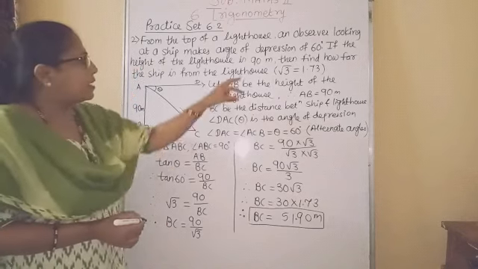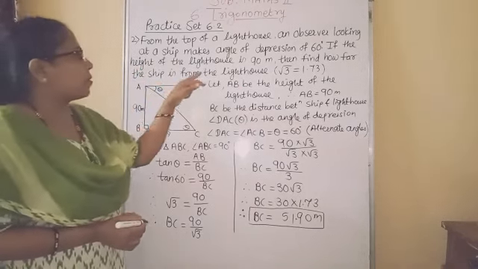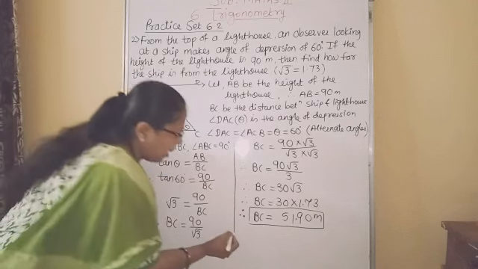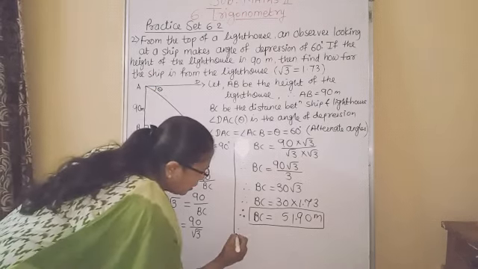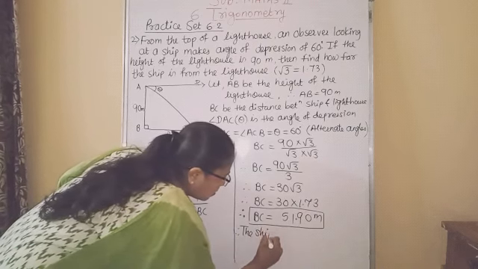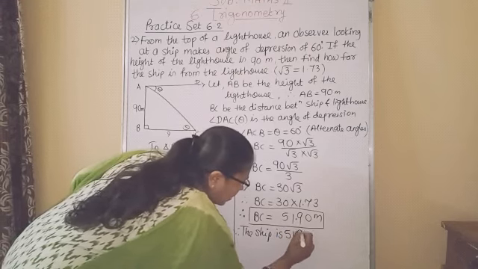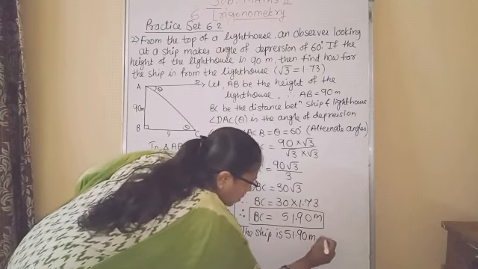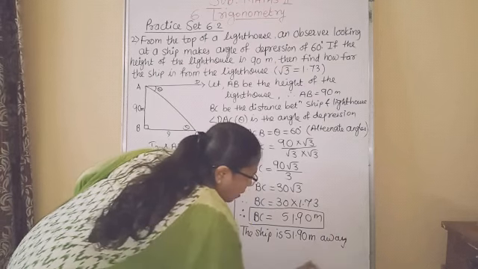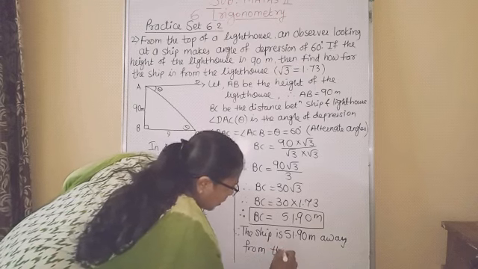Again, in the question they didn't ask to find BC. They asked to find how far the ship is from the lighthouse. Okay, so we will write the answer according to that. Therefore, the ship is 51.90 meters away from the lighthouse.